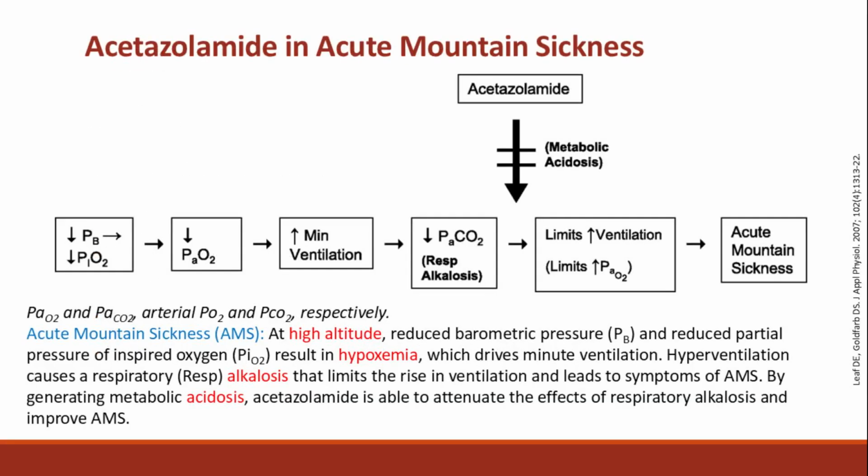This slide explains how acetazolamide helps in acute mountain sickness. At high altitudes, low atmospheric oxygen leads to hypoxemia. The body initially responds by increasing ventilation, but this leads to respiratory alkalosis, which limits further respiratory drive. Acetazolamide induces a metabolic acidosis by increasing bicarbonate excretion, which stimulates ventilation and improves oxygenation.